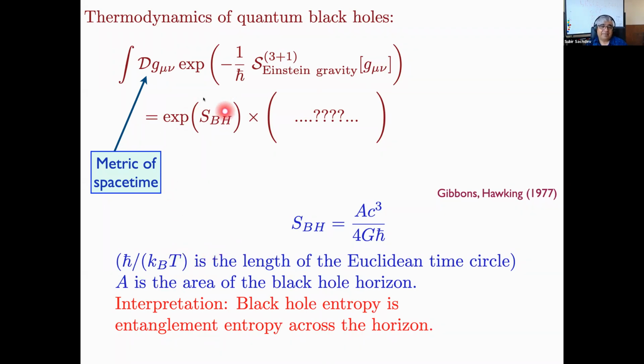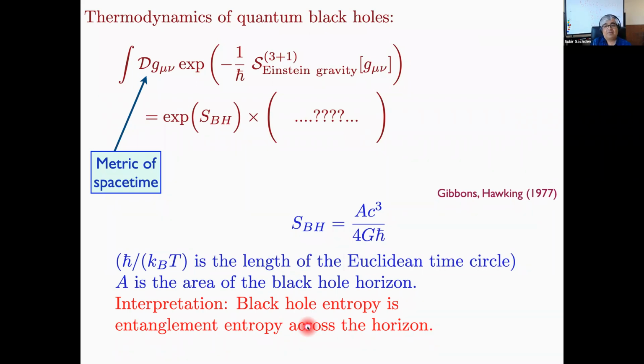And so then if you just evaluate the saddle point action for a black hole, you get this famous Bekenstein-Hawking result, which is A over 4 in the usual units of the black hole entropy. And the interpretation of the area dependence, of course, is that this should be viewed as an entanglement entropy between the inside and outside of a black hole.